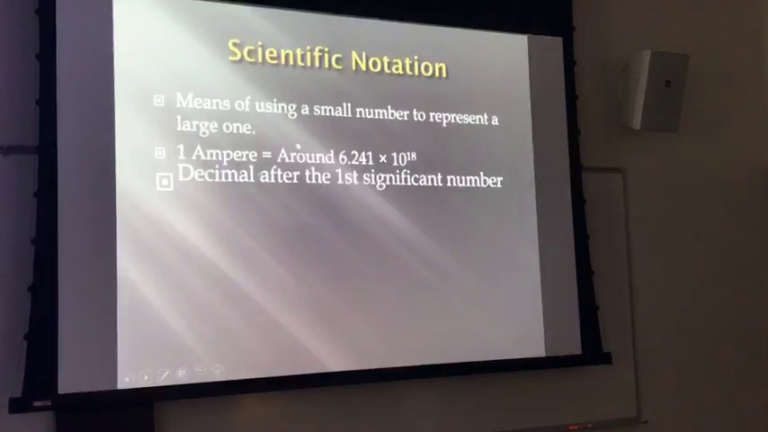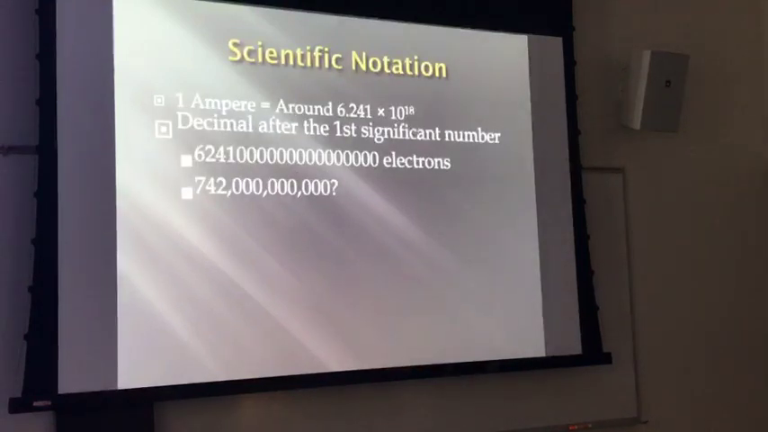In writing scientific notation, you put the decimal after the first significant number. In this case, it's the 6, so 6.241 times 10 to the 18th power. You count the zeros and everything coming up to the decimal point, and that would be your times 10 to the 18th power. So really what you would have is 15 zeros out here for the actual number of electrons. It'd look like that.